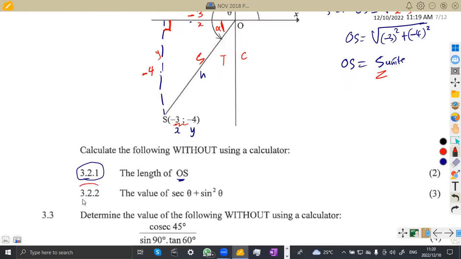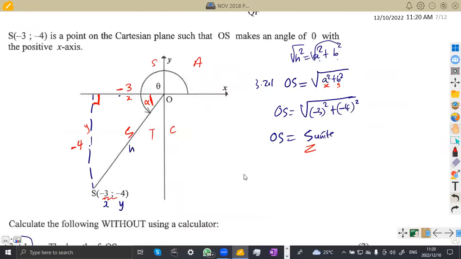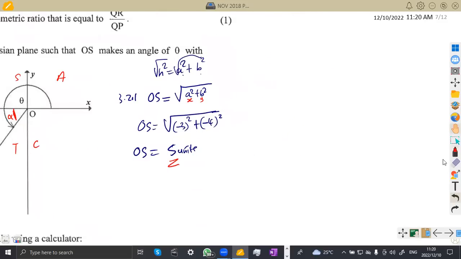The other part we are given on 3.2.2: find the value of sec theta plus sine squared theta. So what can we do from this part? Let's just write it aside. This is 3.2.2. We need the value of sec theta plus sine squared theta. All right, sec, remember from our 6 trigonometric ratios, sec is equivalent to 1 over cos.